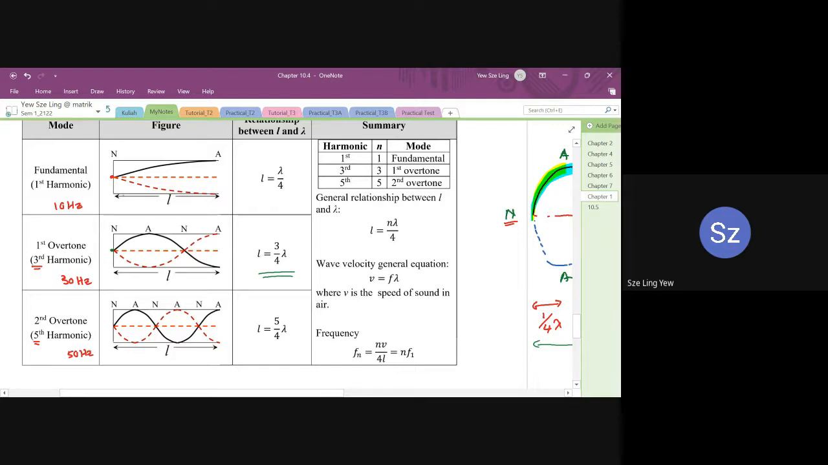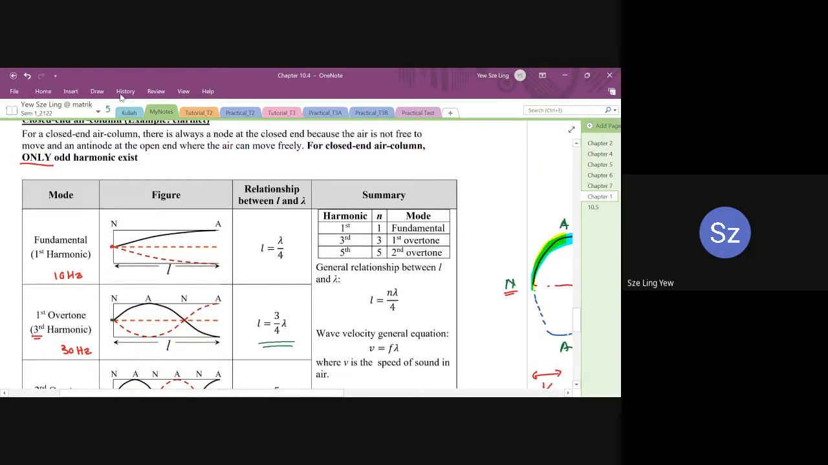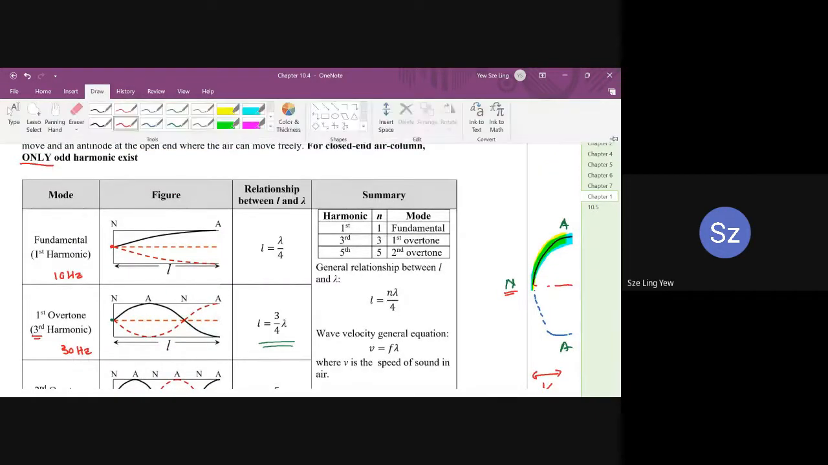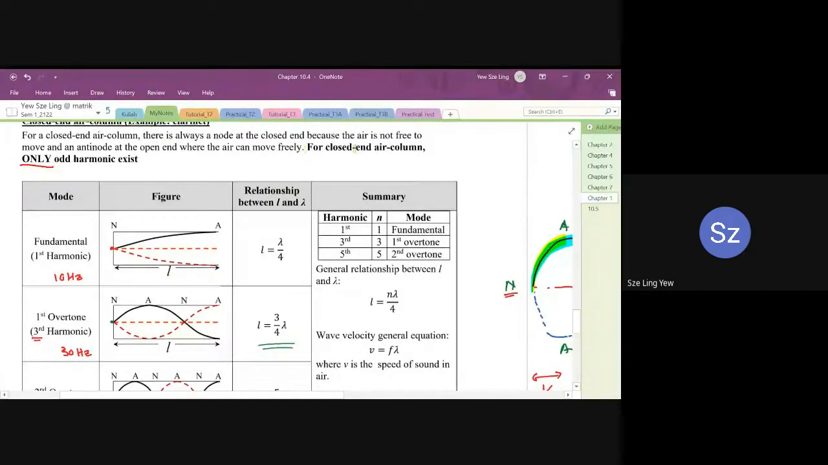So in your closed-end air column, we don't have so-called even-numbered harmonics. Keep that in your mind. It's very important. For a closed-end air column, this phrase is very important: you only have odd harmonics.